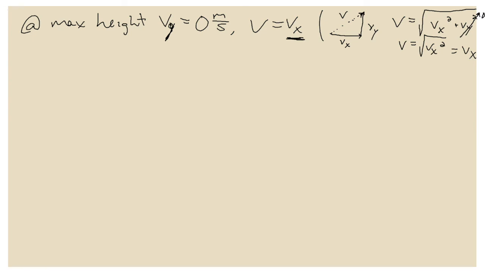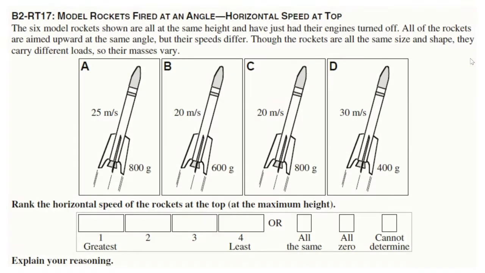So the reason why I bring this up, even though this has nothing to do with the question, is you will see this a lot. They will give you a question like this, and it will say rank the speed at the top, and a lot of you will be tricked into picking the answer all 0 because you'll say, oh, the object stops at the maximum height. It's true if it's thrown straight up in the air, but for a projectile fired at an angle, it's still moving horizontally. And so it's not stopped. It's only stopped in the vertical direction. It's still moving horizontally. It still has a horizontal velocity.